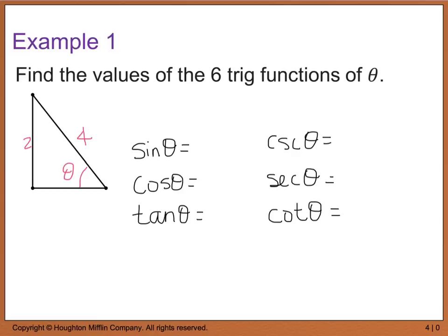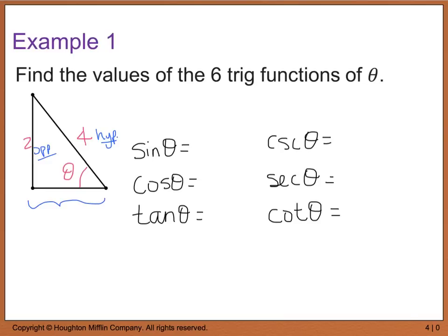So example 1 says to find the values of the 6 trig functions of theta. Well, here we are given that theta is this angle here. I'm given a 2 and a 4. So the first thing we have to do is identify what relationship this 2 and 4 has to angle theta. Well, 2 is really the opposite side, and 4 would be my hypotenuse. So now that I've got those established, I can go ahead and find my sine, cosine, tangent, cosecant, secant, and cotangent. The only other thing I do need to do first is identify what my adjacent side is.